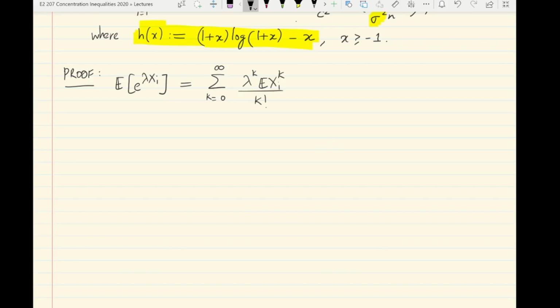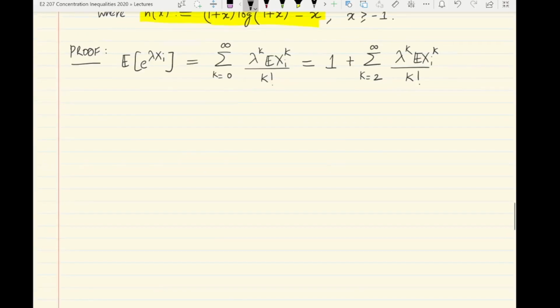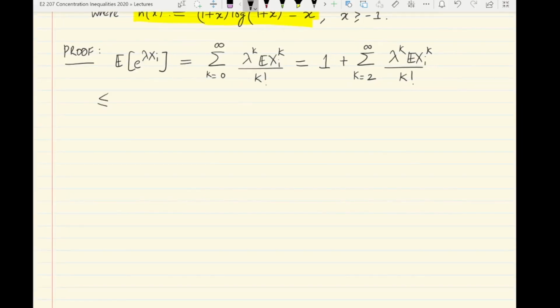Since the first moment is 0 by assumption, let's take out the first two terms. The first two terms are 1 plus 0, and let's write the sum from k equal to 2 onwards. The k equal to 1 term is missing because the expected value of xi is assumed to be 0. So this is lambda to the k, expected xi to the k, by k factorial. We'll now perform the following bounding operation on the summation on the right. This is at most 1 plus the sum over k equal to 2 to infinity, of lambda to the k by k factorial.